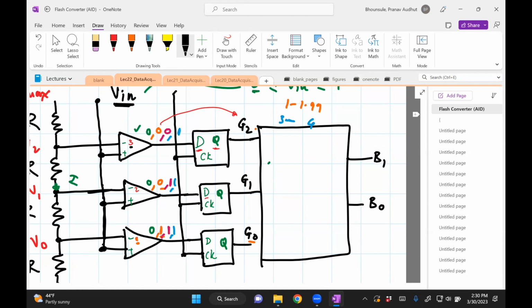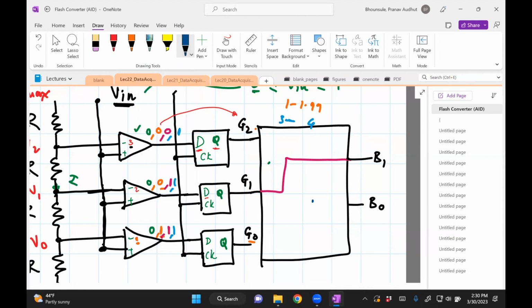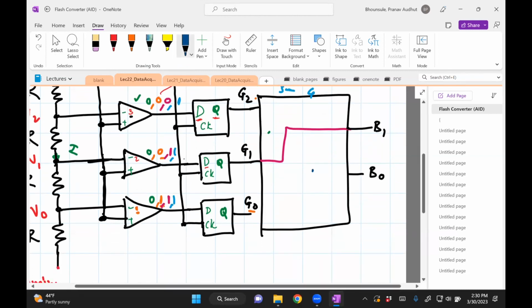I'll try a different color for that. So this will just go, boom, that's it. Now for the other one, it's a bit more complicated. I said it is G0, G1 bar plus G2. So I take G0. I take G1, sorry, and I take it through an inverter.